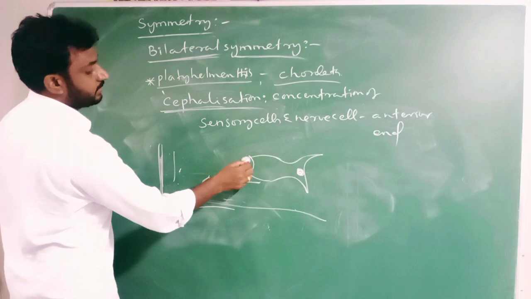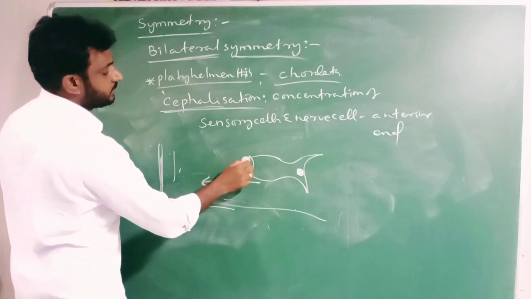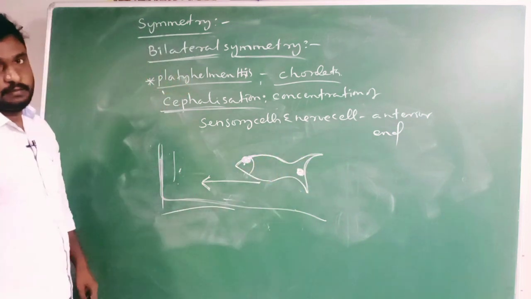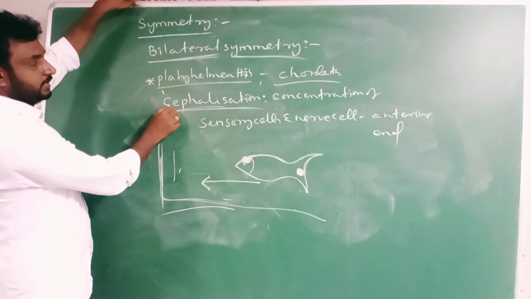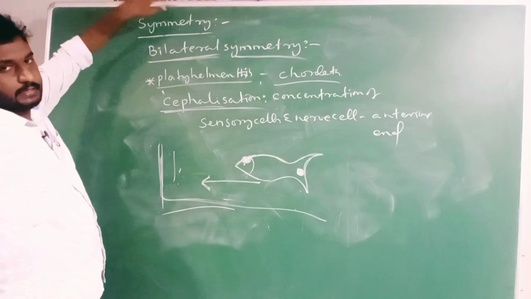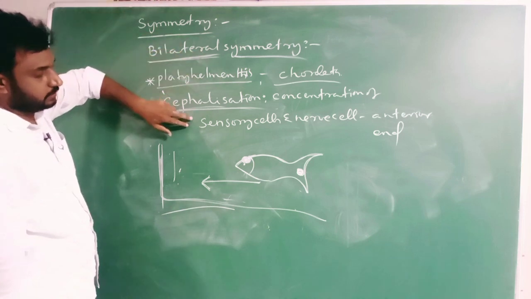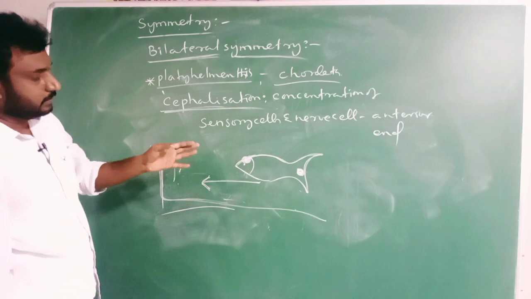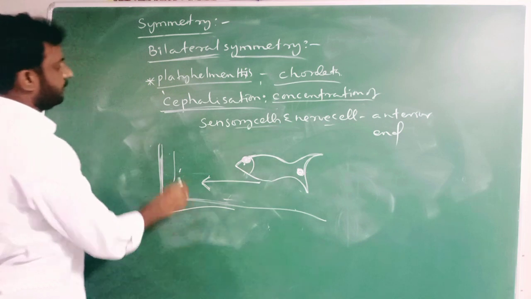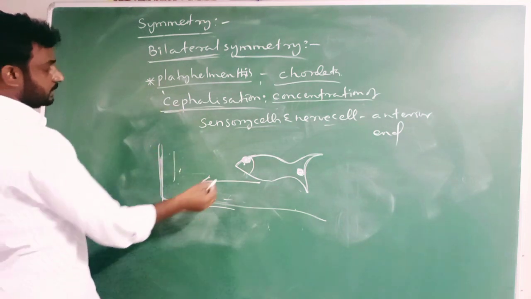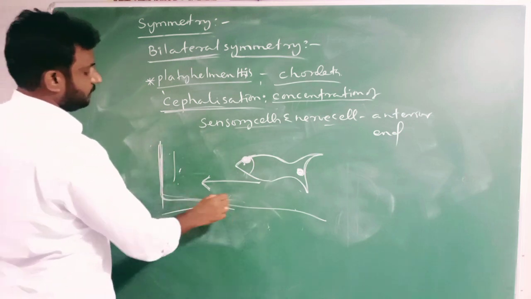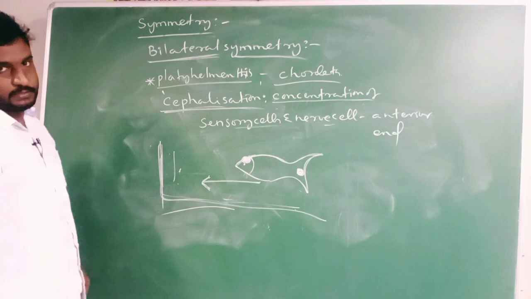So for protection it is required. Concentration of sensory cells and nerve cells at the anterior end of the body is required for protection itself. So it is an advantage that cephalization is formed. It is developed in bilaterally symmetrical animals only, from Platyhelminthes to Chordata. It is an advantage to escape from danger. So what is cephalization? Concentration of the sensory cells and nerve cells at the anterior end of the body, which can sense the new environment more effectively to escape from predators or other larger animals.